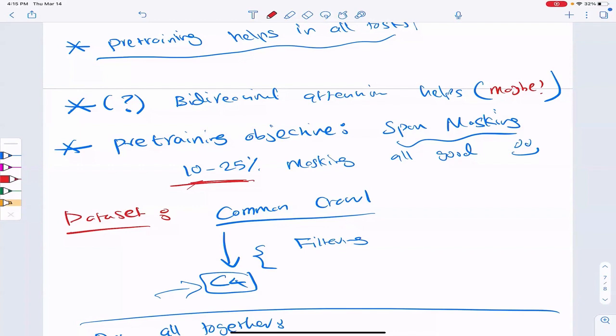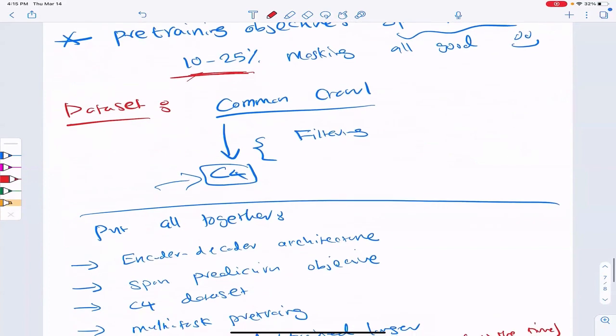Any other questions? So T5, right? If people say, "Oh, I'm using a T5 text encoder," then you have an idea of what is really going on. All right.